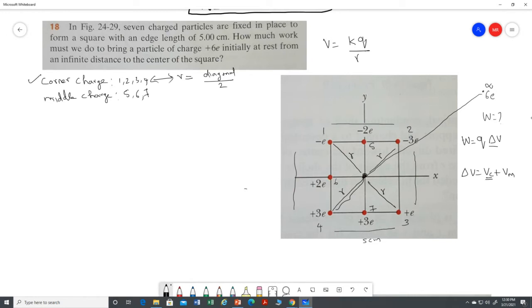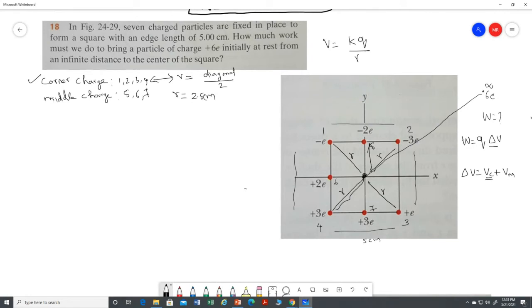But for the middle charge, what is the distance? This is the distance. Am I right? Yes, 2.5. Very good. So the middle charge distance is clearly mentioned, because the edge length is given as 5. So what is half of 5? Exactly 2.5. 2.5 centimeter. Sorry, centimeter, not meter, centimeter.